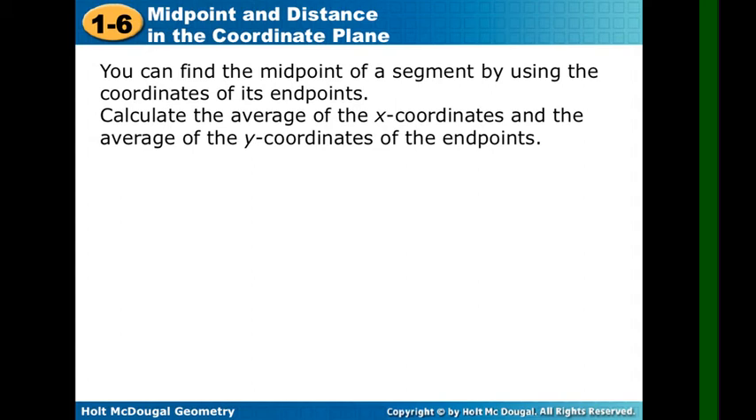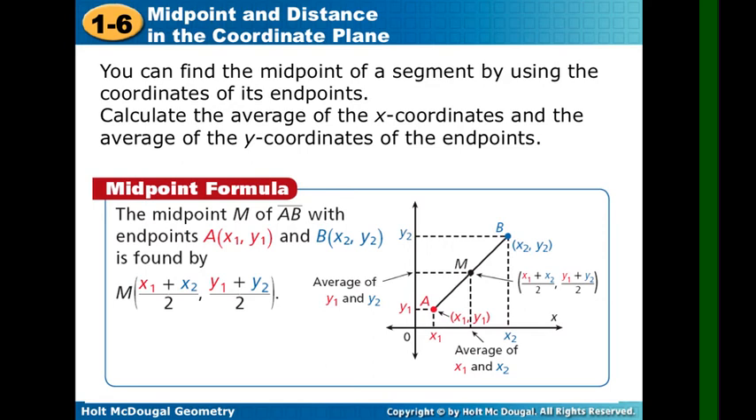Calculate the average of the x coordinates and the average of the y coordinates of the endpoints. So, midpoint formula. The midpoint M of AB with endpoints A (x sub 1, y sub 1) and B (x sub 2, y sub 2) is found by this formula: (x sub 1 plus x sub 2) over 2, comma, (y sub 1 plus y sub 2) over 2. That will be the midpoint formula. Hindi na natin na-explain kung paano nabuo yung x sub 1 plus x sub 2 over 2 at saka y sub 1 plus y sub 2 over 2.